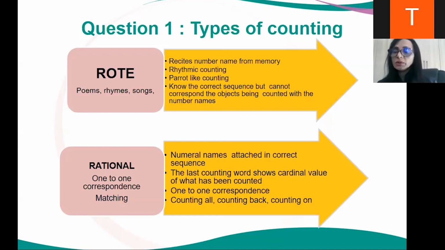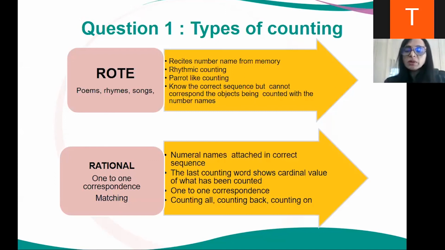Here, for example, you give the child 5 counters. Cardinal value means that the child will say 1, 2, 3, 4, 5, and the child knows that 5 is the value of the whole set of counters. Okay? And next is one-to-one correspondence. When you give a child, for example, a set of cups and a set of saucers, the child will match the cup to the saucer, the cup to the saucer, the cup to the saucer: one-to-one correspondence.